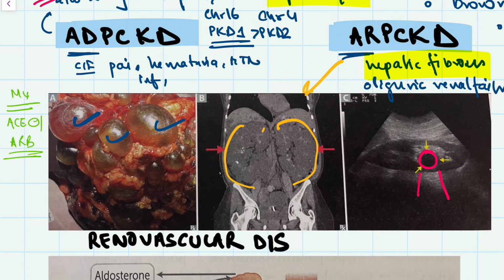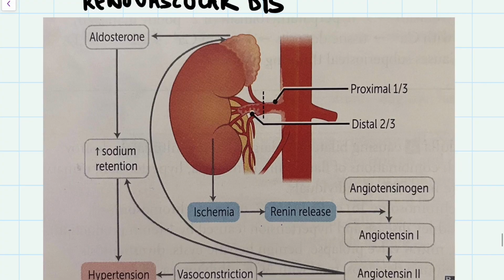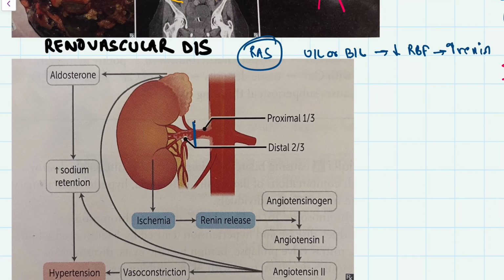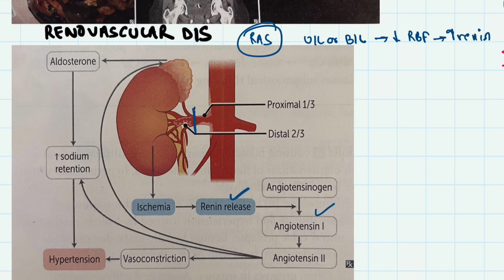Next, we are moving ahead to the renovascular diseases. So here, in renal artery stenosis, that is the narrowing of the renal artery, it can be either unilateral or bilateral, right? If it happens, then it leads to a decrease in renal blood flow. Due to a decrease in renal blood flow, what happens is that there is an increase in the secretion of renin. Increased renin would lead to increased secretion of angiotensin, and due to angiotensin, the patient presents with hypertension. Right? This is the most common cause of secondary hypertension in adults.